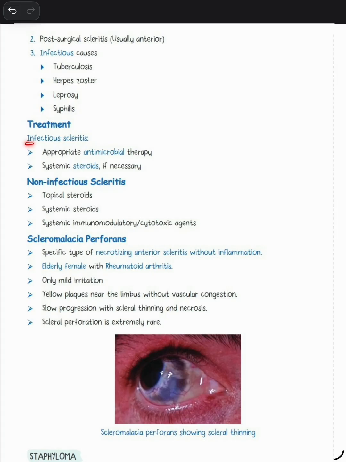If it is infectious scleritis, for example, it can be due to TB, then we use the appropriate antimicrobial therapy. If it is due to TB, then we have to give anti-tuberculosis therapy. And we can also add systemic steroids depending on the scleral involvement. And if it is non-infectious scleritis, then we have to use topical steroids, and we also need to step up to systemic steroids and systemic immunomodulatory or cytotoxic agents.